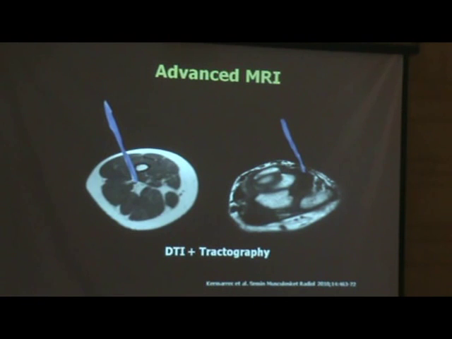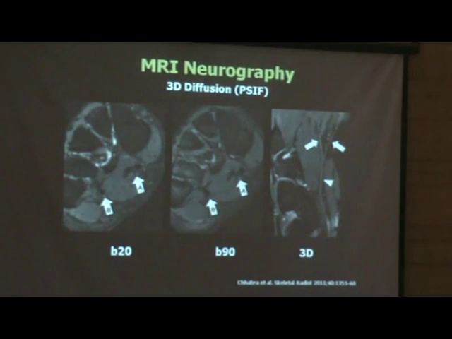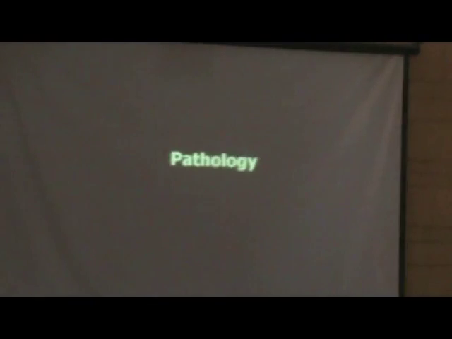This is a diffusion weighted sequence. And this is the so-called MRI neurography, which is also based on diffusion, but this is three-dimensional diffusion. And this is nice because it can reproduce three-dimensionally the course of the nerves. So it gives a nice overall view of the morphology and the course of the peripheral nerves.